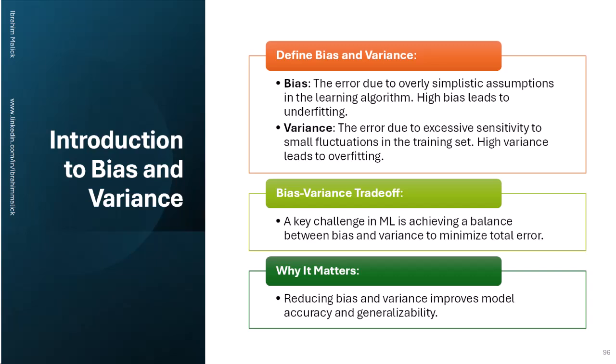All right. So, bias and variance are fundamental concepts in machine learning that help us understand how well AI models perform and where they might fall short. So, let's break it down. Bias refers to a model's tendency to consistently miss the mark in a particular direction.